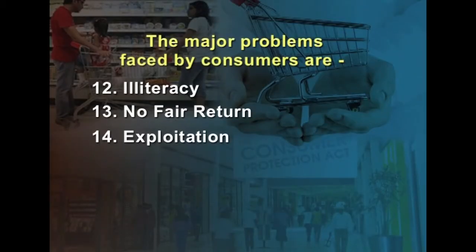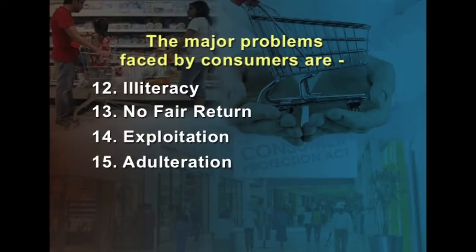Exploitation. The consumers in the Indian market are exploited by the sellers. Sellers create artificial scarcity, hoarding, black marketing, high prices, etc. Adulteration is another problem. Most of the time, consumers, even after paying a high price, do not get pure or quality goods. The organization usually supplies adulterated goods for profit maximization.